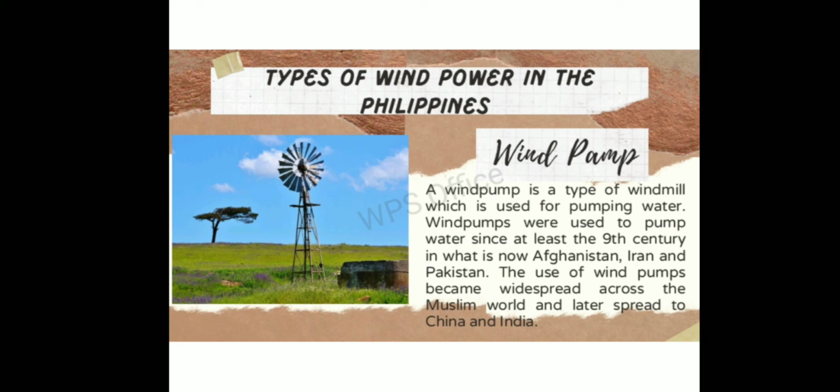Wind pumps. A wind pump is a type of windmill which is used for pumping water. Wind pumps were used to pump water since at least the 19th century in what is now Afghanistan, Iran, and Pakistan. The use of wind pumps became widespread across the Muslim world and later spread to China and India.